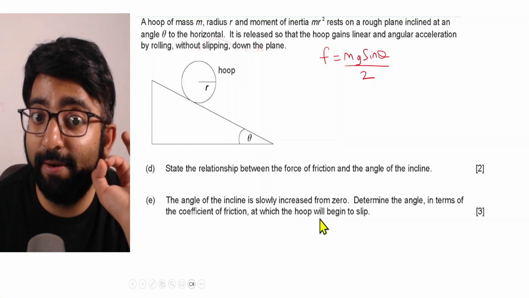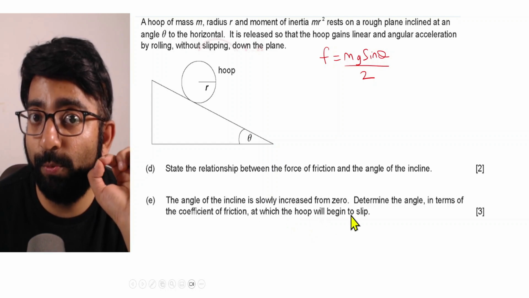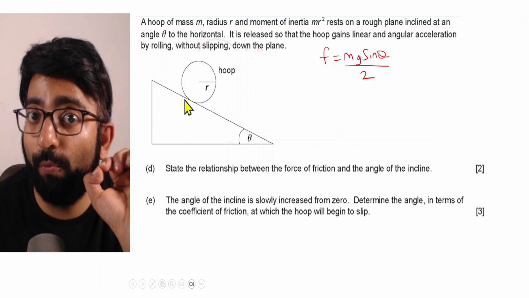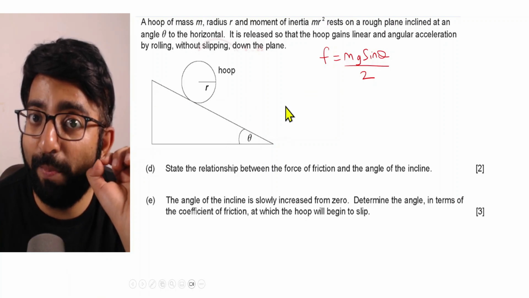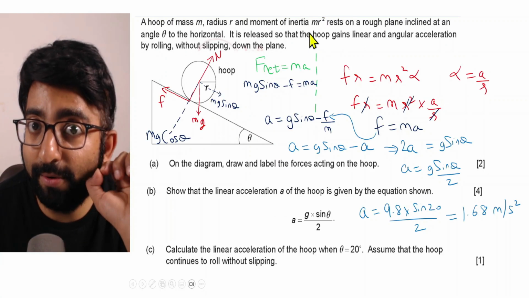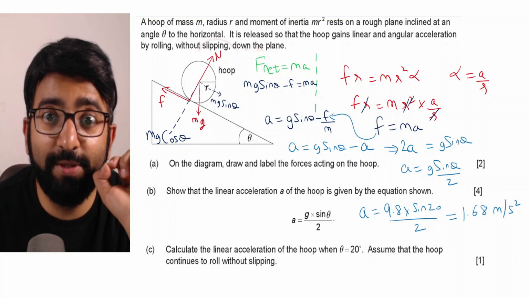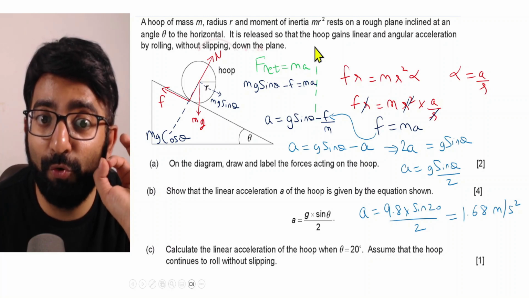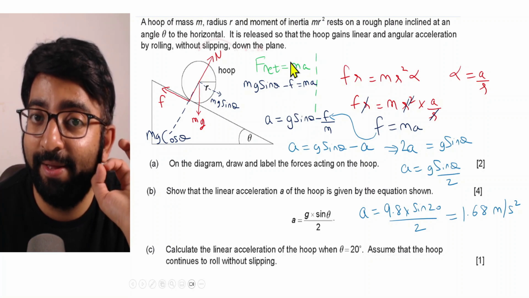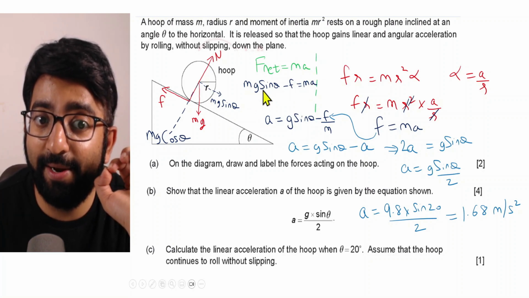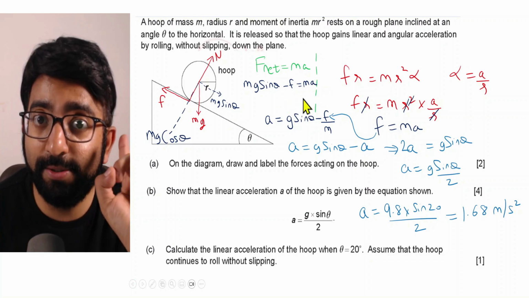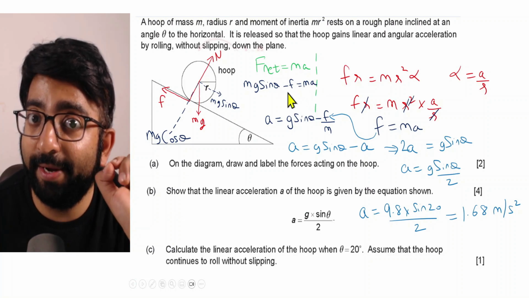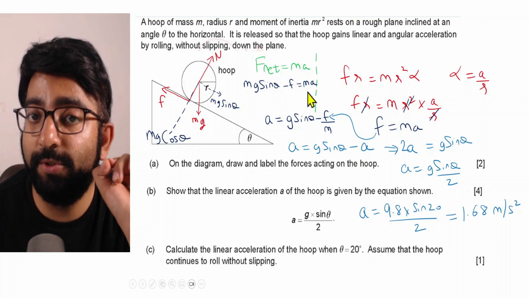In this specific case, if the hoop begins to slip, which means the friction acting on the hoop is the maximum possible, which is mu mg cos theta. So let's go back to the free body diagram. In order to find the coefficient of friction, which the question wants us to find, we have to go back to this expression. F net is equal to m into a. F net is mg sine theta minus friction is equal to m into a. Now, since the hoop is beginning to slip, friction in this case will be mu mg cos theta.